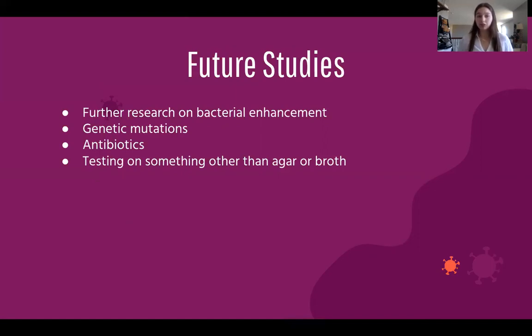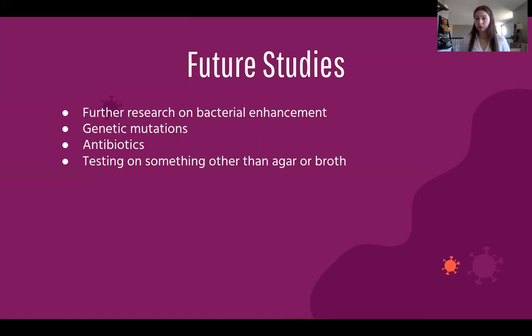Future studies also include trying to fix the genetic mutation in gene therapy, which takes a lot of time, and researchers are doing that. Further research on antibiotics, and trying to get better prescribed antibiotics out to people that have CF so they can control their symptoms better. And testing on something other than agar and broth.